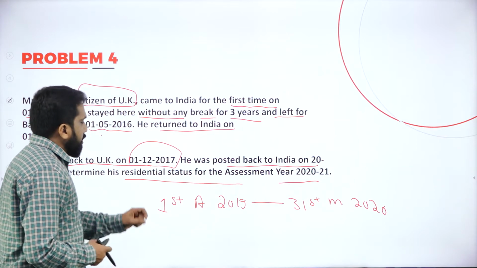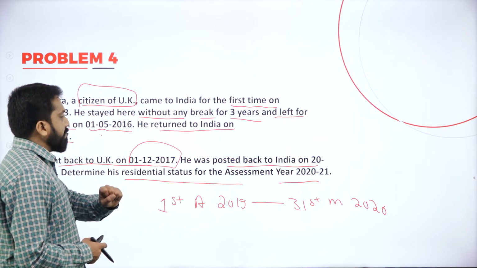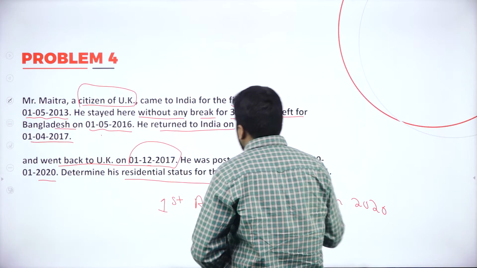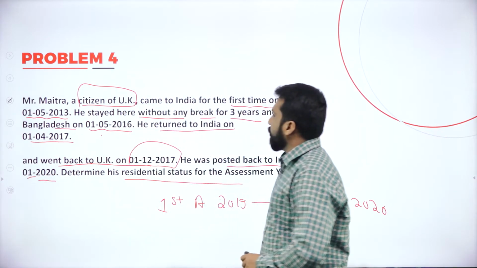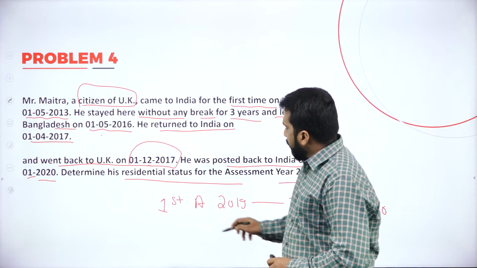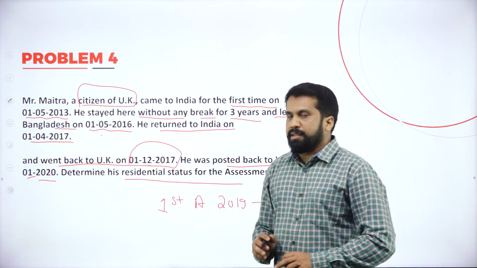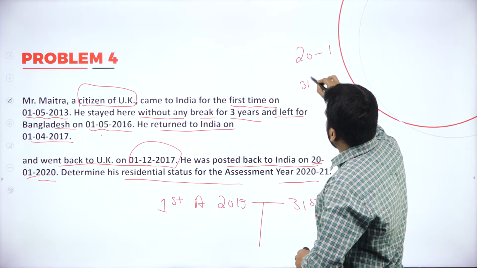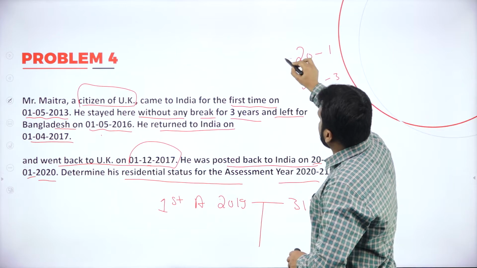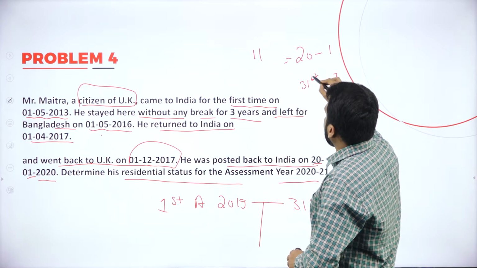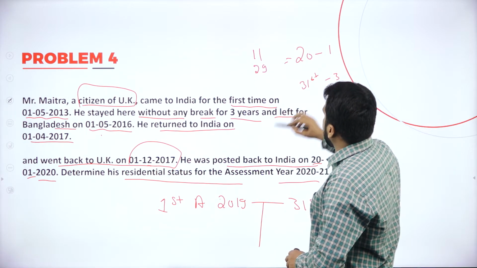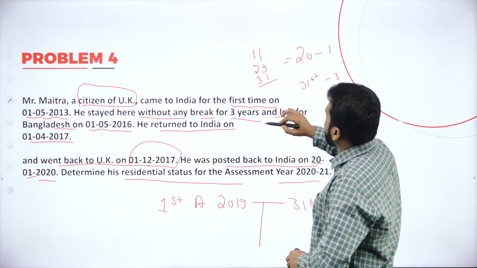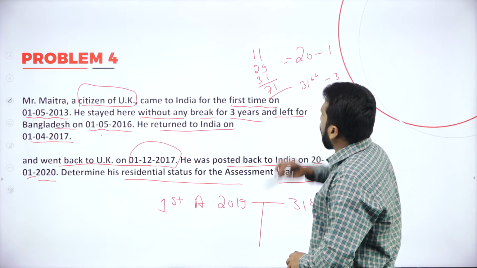Now, in 2019 and 20, he came back on 20th January. So, till 20th January, he was not there. So, from 20th January till 31st March: in January, almost 11 days. February, 29 days. March, 31. It comes to 11, 40, 71 days.